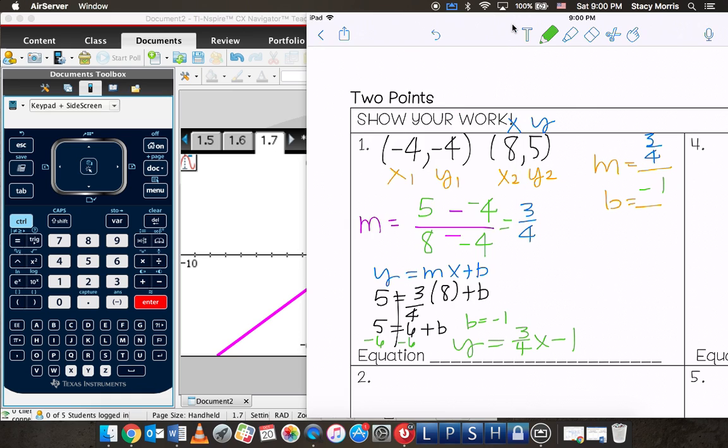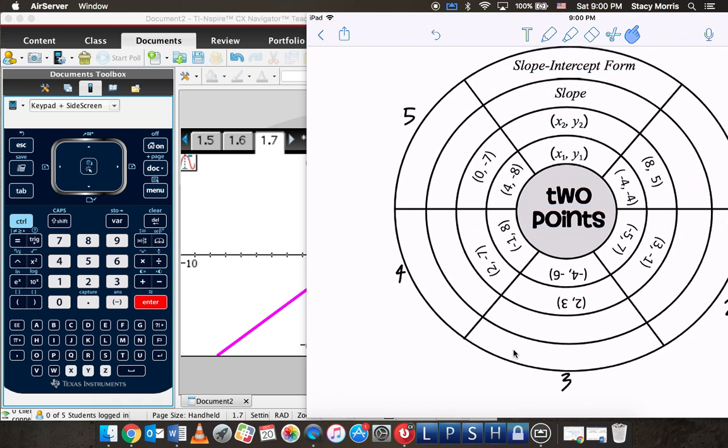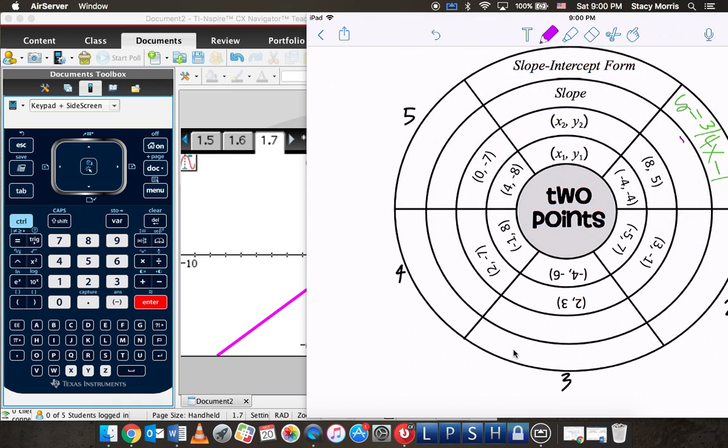So I'm going to go back up to my bullseye. I'm going to write this equation because now we know it's right. Y equals 3/4 x minus 1. So on that last bullseye, number 1 would be y equals 3/4 x minus 1. And our slope then is our m, which is 3/4.